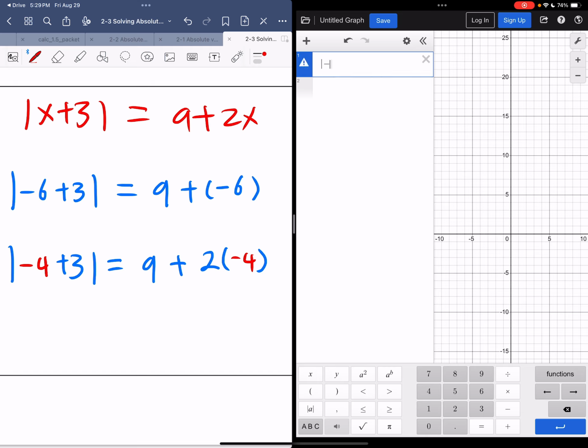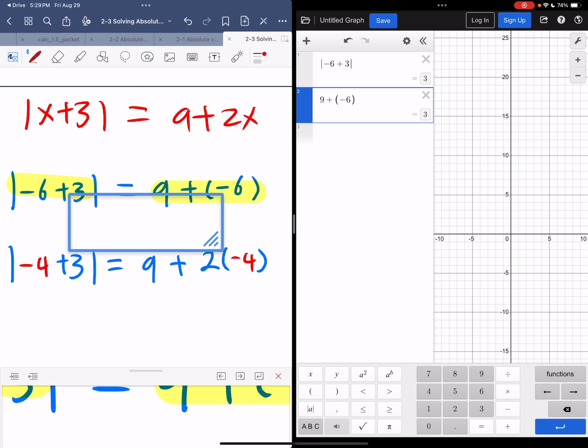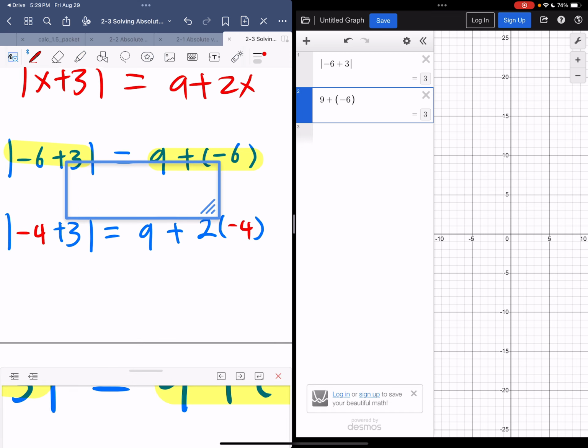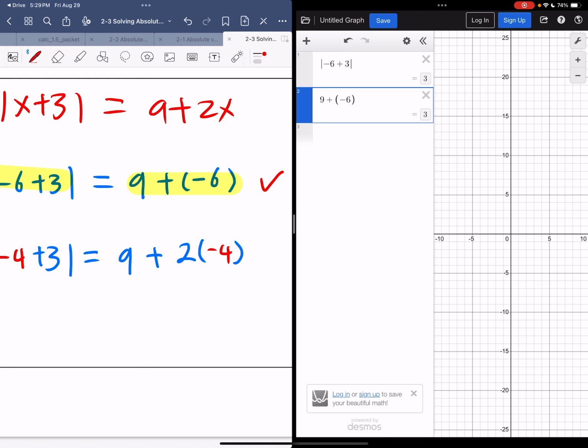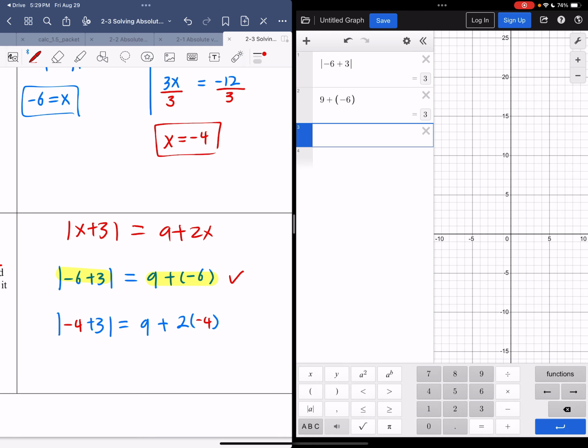Absolute value of negative 6 plus 3 equals 3. I'm going to say just the left side. On the right side, I'm going to put 9 plus negative 6. 3 equals 3. Is that mathematically true? Yes. So this one is correct. What about the second one?